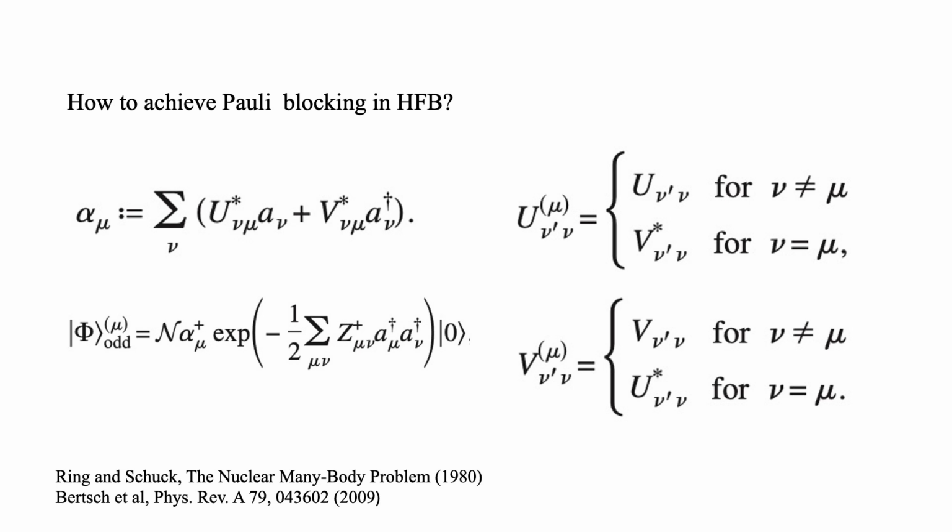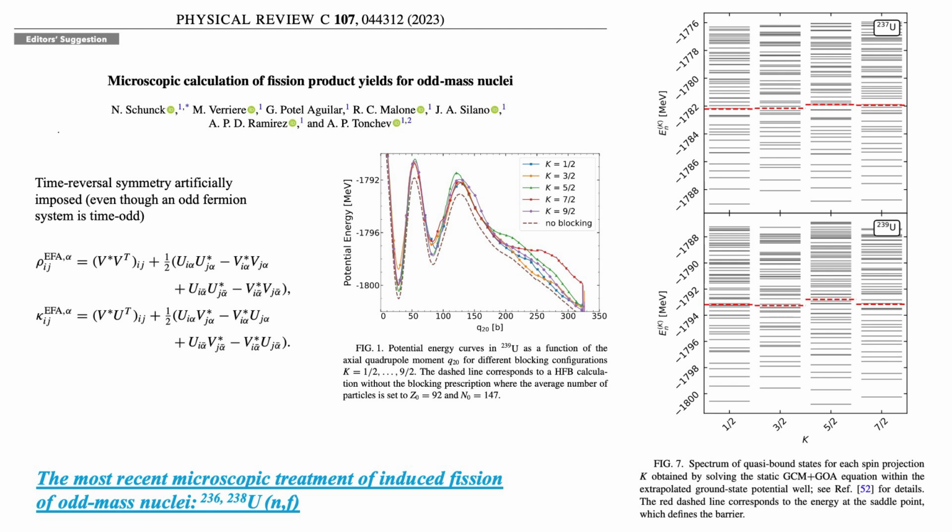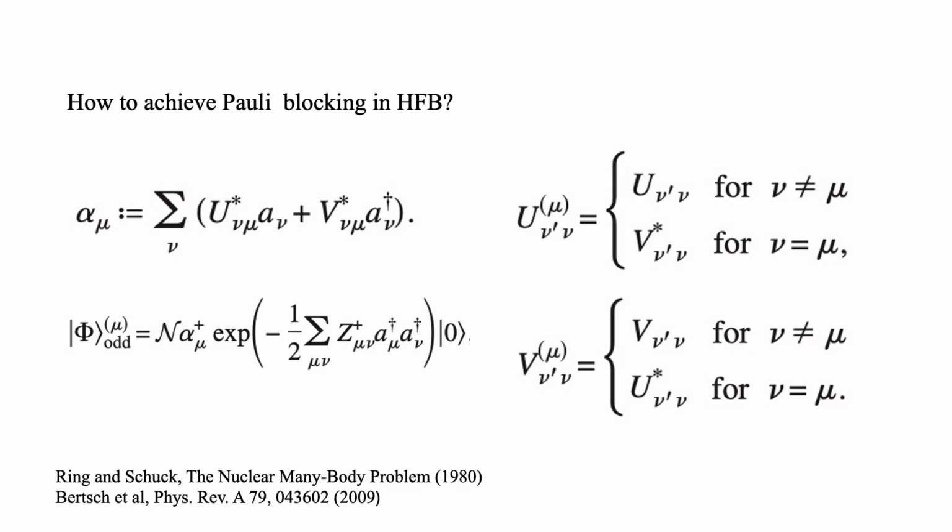Now, how you can create this state? Oh, there is a very simple prescription. You take this Bogoliubov-Valatin transformation, and you have the corresponding U and V matrices, and single out one level, and then for that one level, you replace the corresponding U with the corresponding V. You see, you swap these two elements, basically, for that level. This is what you do. And then you obtain exactly, you see, this type of wave function.